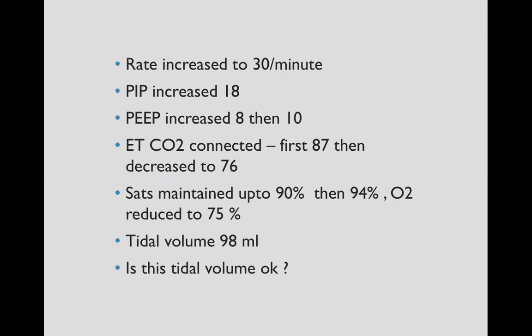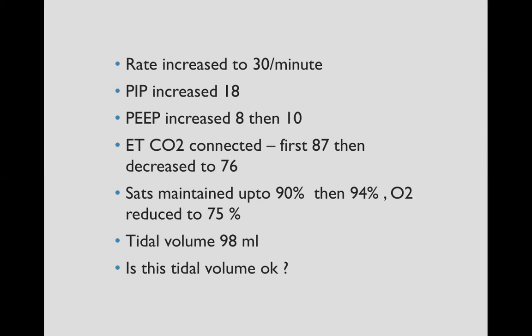So we've increased our rate to 30 per minute, increased our PIP to 18, PEEP increased to 8 and then to 10. EtCO2 has been connected. It was first 87 and then it decreased to 76. Saturations are maintained up to 90% and 94, and oxygen has gradually been reduced to 75%. Your tidal volume is 98 ml. Is this tidal volume acceptable to us? We have said earlier that in a child with normal lung, we can ventilate to a tidal volume of 8 to 10 ml per kg. Our patient is 20 kg. This tidal volume is close to 100 ml and it is 5 ml per kg.